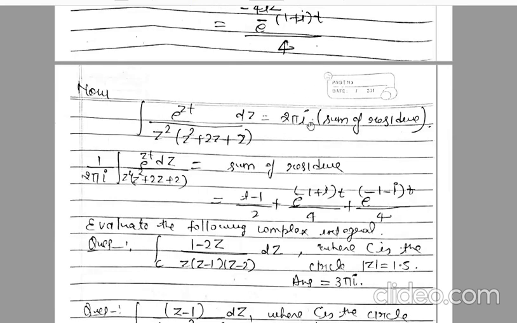So you can write 2πi times the sum of residues. The sum of residues: at 0 this one value, at z equal to minus 1 plus i this value, and at z equal to minus 1 minus i this one. Just add all of them, right? That value you can solve further if you want, otherwise leave it as it is. That value will be your answer.